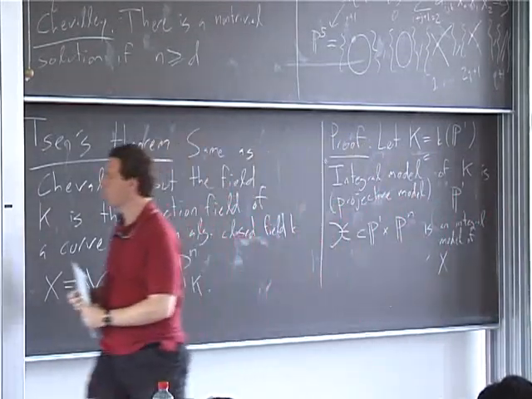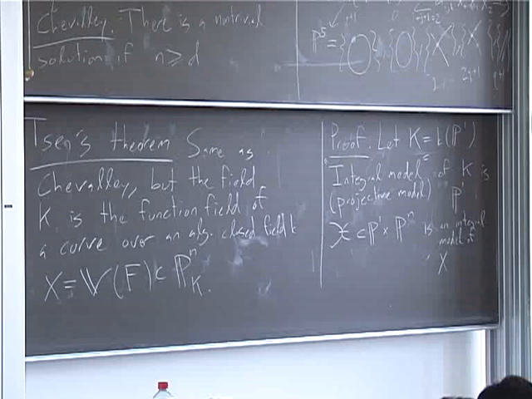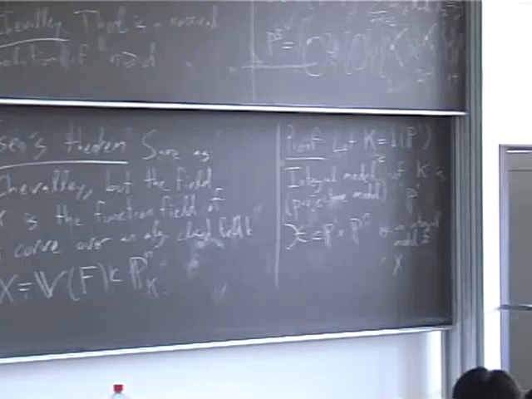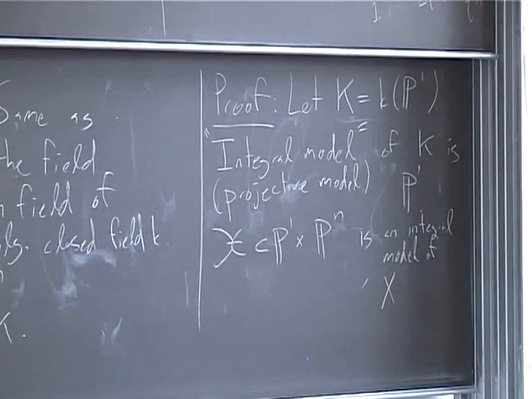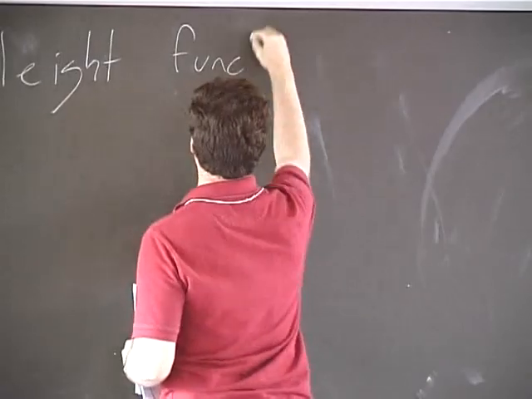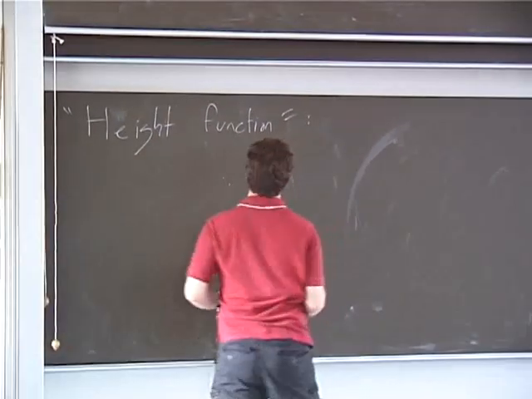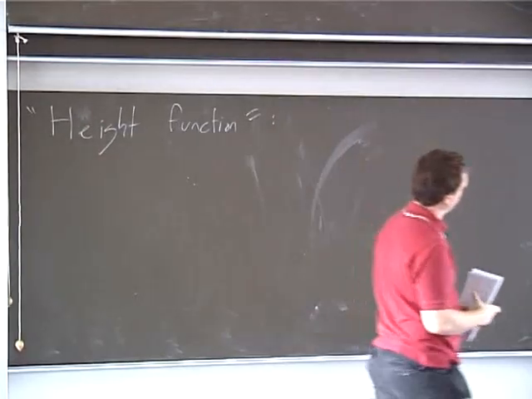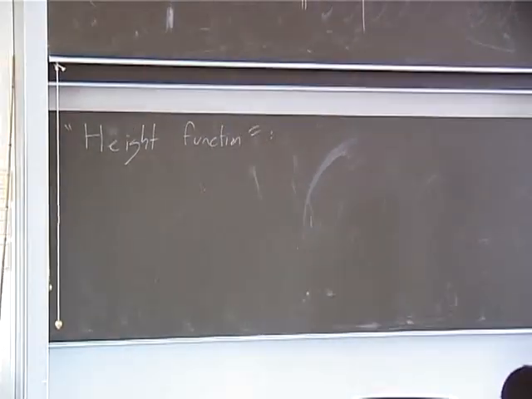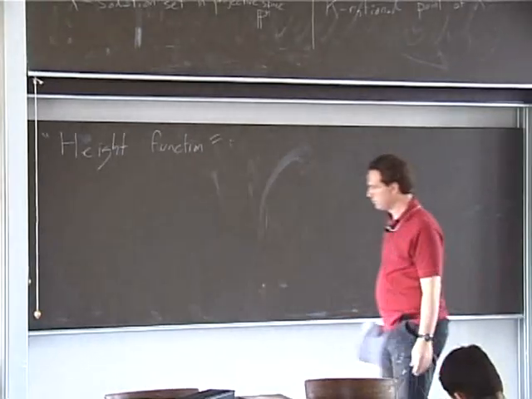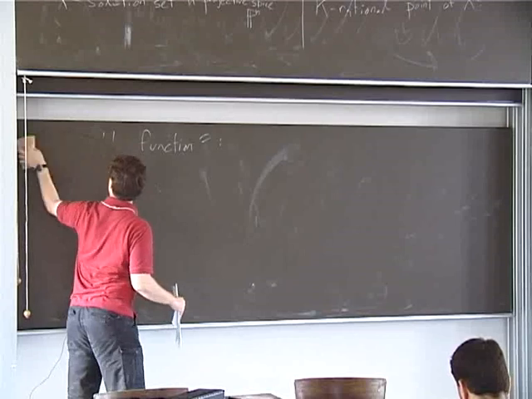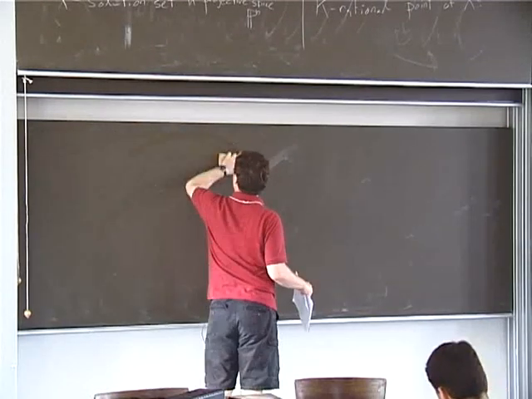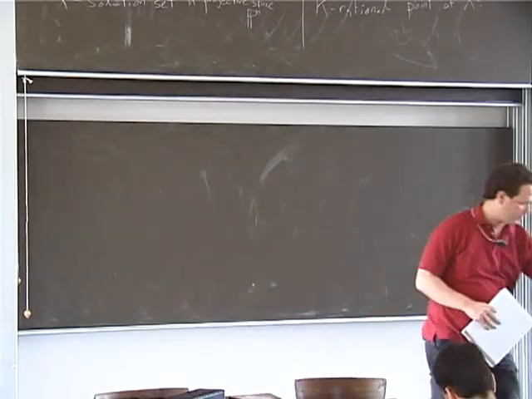And now we want a height function for points, and the height function will be the degree. So these are analogs of things that are very familiar from number theory. In this case, I'm sorry, before I get to height functions, I have to say what integral points are here. So integral points, those should correspond to sections of the projection onto the P1 factor.